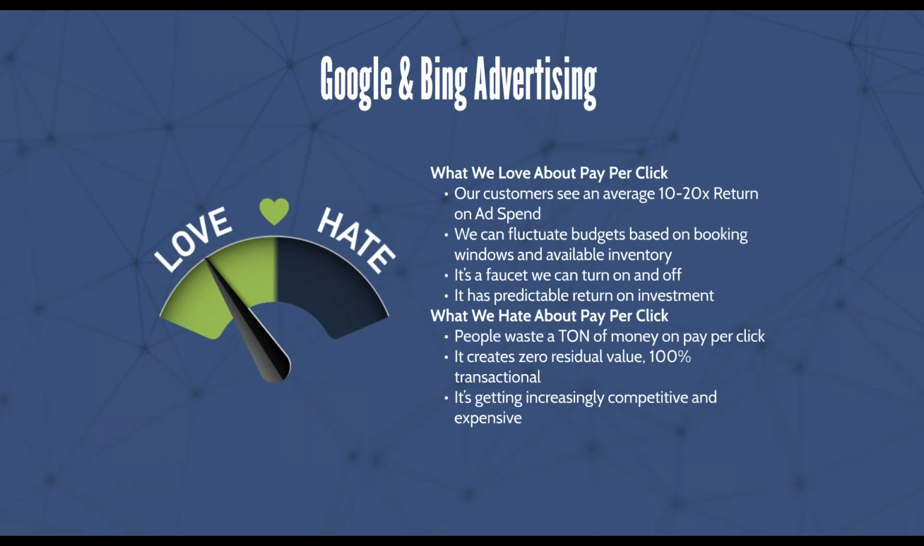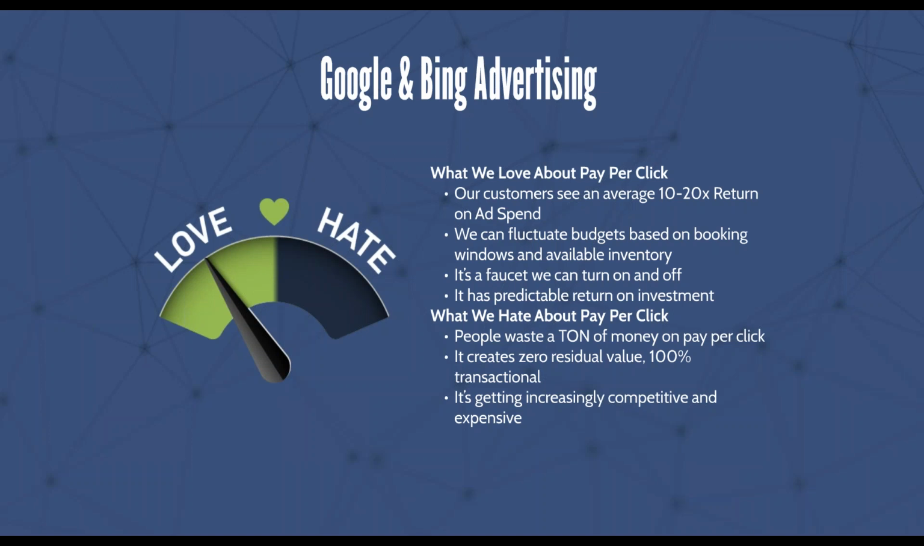Some of the things we hate about pay-per-click: people waste a ton of money on pay-per-click. There's a stat I've seen that says the average pay-per-click campaign, about 70% of the budget is wasted. And I would say of campaigns we take over, that's pretty true. Yet people just throw money at it and turn a blind eye to performance. The other thing we don't like is it creates zero residual value. It's 100% a transactional play. I'm going to pay Google X to get this click, and if that click books, that's awesome. If they don't, they've moved on.